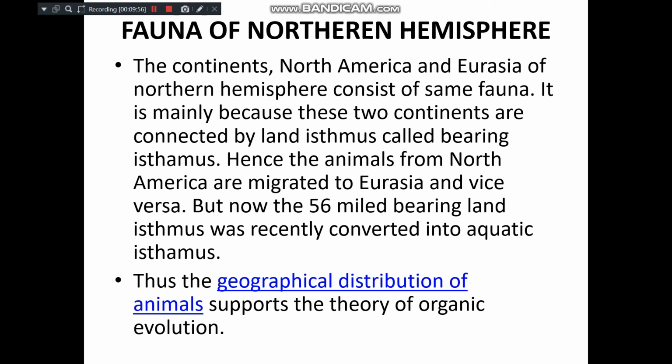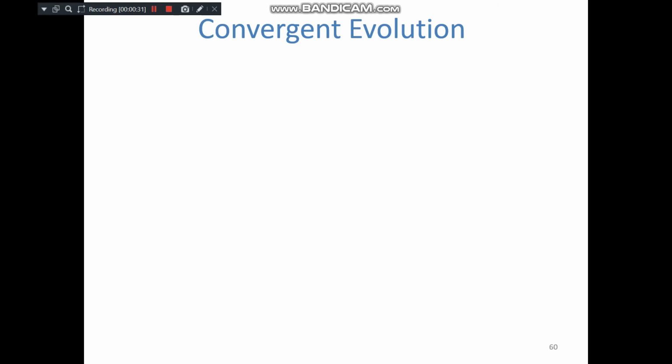But recently, this 56 mile long barren land isthmus was submerged into an aquatic isthmus, and now it is very difficult for land animals to migrate between North America and Eurasia. But if you analyze the present day animals of Eurasia and North America, you can see a lot of similarities. Thus, the geographical distribution of animals also supports the theory of organic evolution.